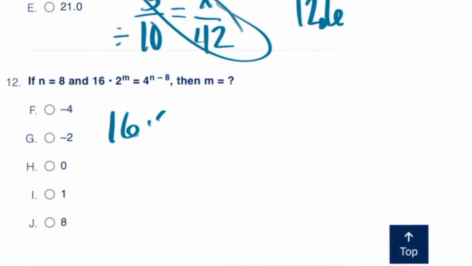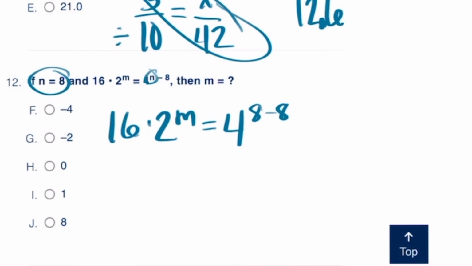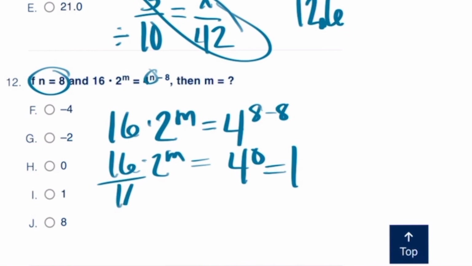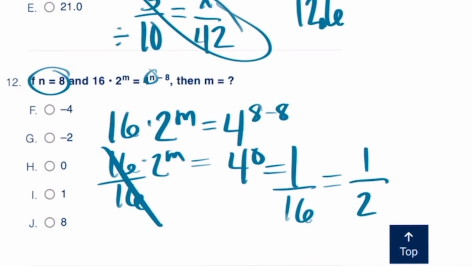So first of all, they tell us n, so I'm going to start by going ahead and plugging that in and see where that takes me. So instead of n, I'm replacing it with 8, which 8 minus 8 is going to get us 0, which anything to the 0 power is just 1. All right, so then we still have this 16 times 2 to the m, and we're trying to solve for m, so we want to divide both sides by 16. And so now I have 2 to the m equals 1/16, which tells me I'm going to have a negative exponent, right? That's how we get that fraction like that.